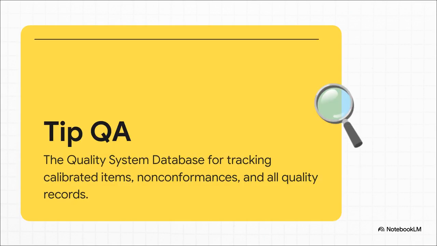And just a quick point of clarification here. Throughout this whole explainer, we've been saying TIP QA. Just so we're all on the same page, that's our official quality system database. Every single step of this process, from that first OOT flag to the final closure, is documented right there. It's our official system of record.